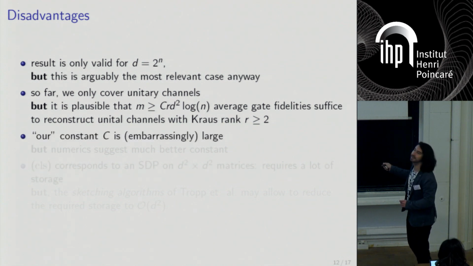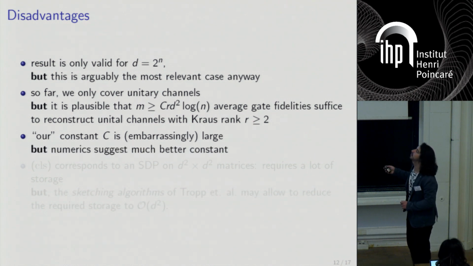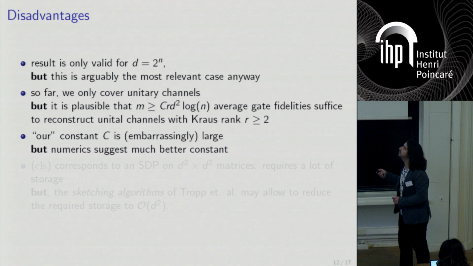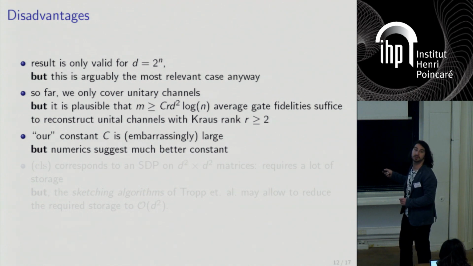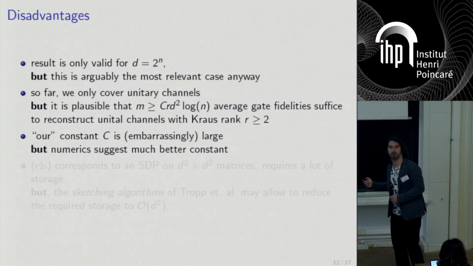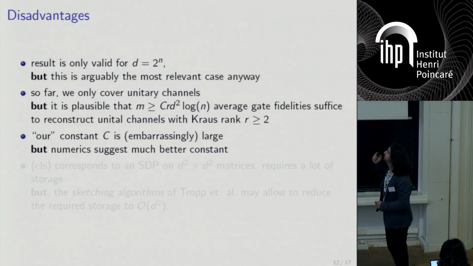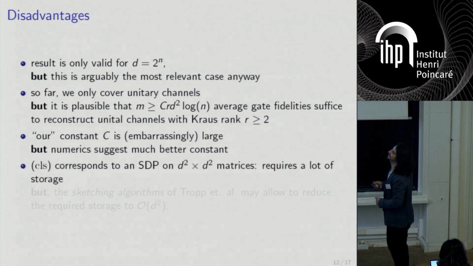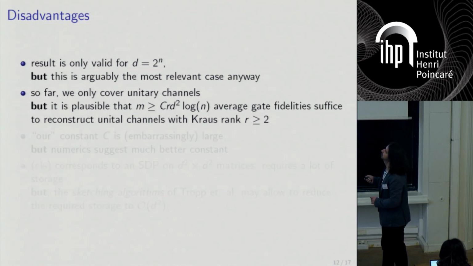The constant C here is embarrassingly large. There's a reason why I called it C. But numerical experiments that I'm going to show you in a minute suggest that this is a much, much better constant, that the constant is actually 4.8 or something. This is probably the biggest drawback.